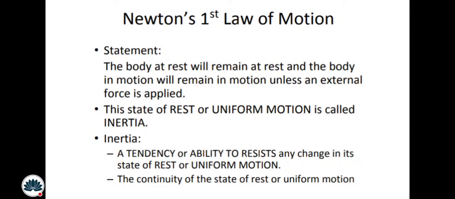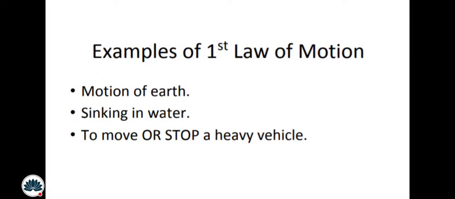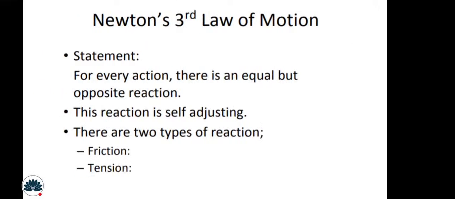The state of rest or uniform motion is called inertia, or a tendency or ability to resist any change in its state of rest or uniform motion. The continuity of the state of rest or uniform motion is called inertia. What are the examples of the first law of motion? The motion of earth, sinking in water, to move or stop a heavy vehicle.